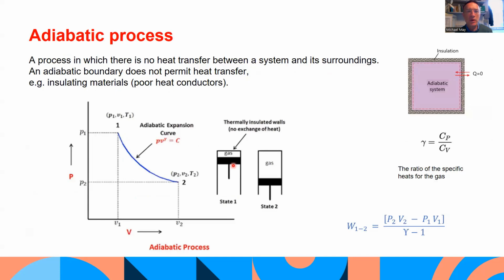An adiabatic process is a process in which there's no heat transfer between a system and its surroundings. An adiabatic boundary does not permit heat transfer. The analogy there would be a very well insulated system, insulating the piston extremely well so that there's no heat transfer. It can be shown that the boundary work is P2 V2 minus P1 V1, all over the adiabatic index minus 1. The adiabatic index is the ratio of the specific heats that we covered in the previous section.